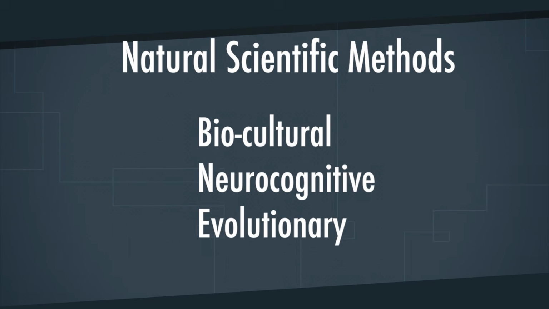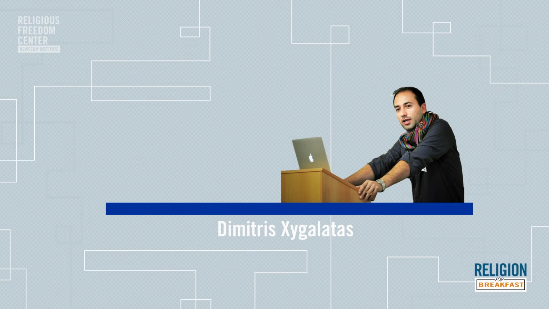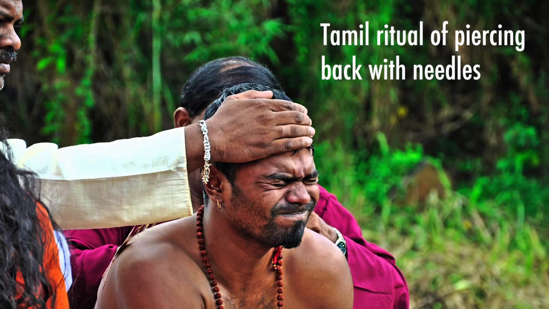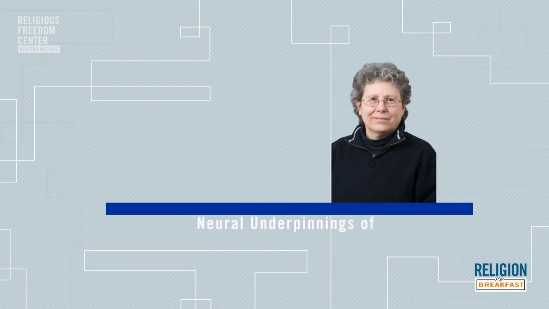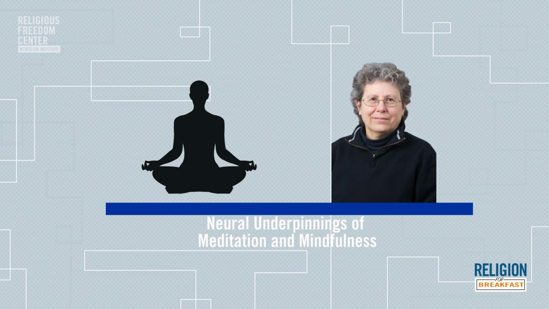Contemporary figures in the scientific study of religion include Dimitris Xygalatas, who measures different levels of hormone production in extreme rituals, and Patricia Sharp, who studies the neural underpinnings of meditation and mindfulness. What unites this research in the scientific study of religion is not so much a single methodology, but a tendency to emphasize reductionism and explanation.